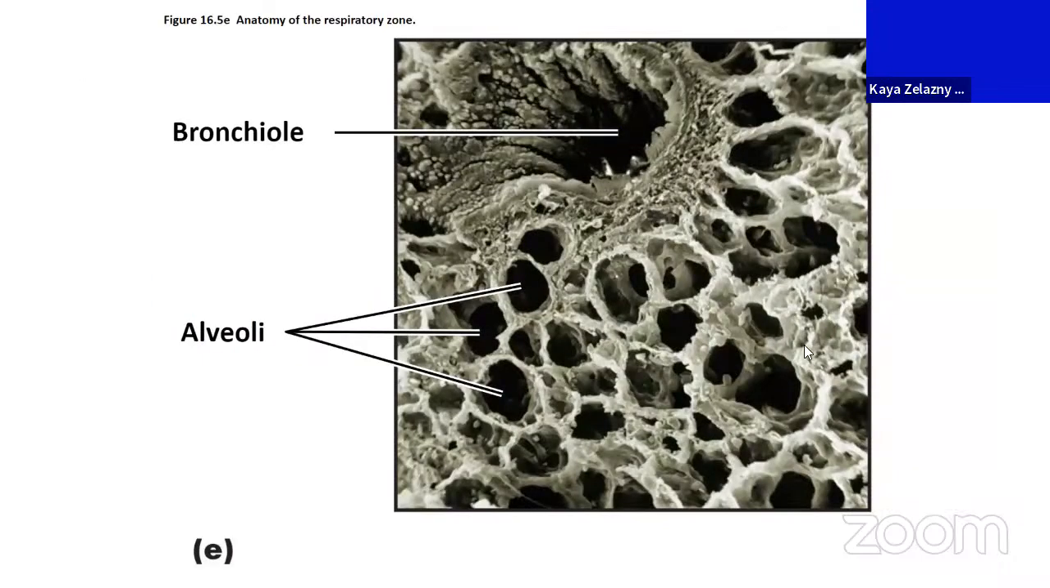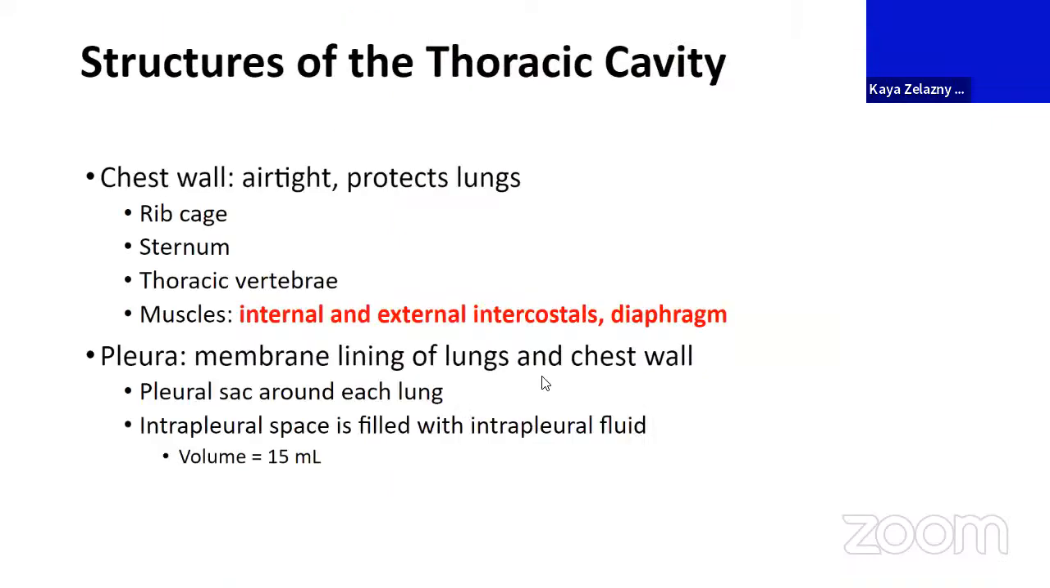Here we can see a different picture of the alveoli. So here we have a bronchiole, not specifying exactly what type here. Right, so that bigger air passageway, but this is probably part of our conducting zone. Then we can see some of those alveoli, those sacs surrounding it.